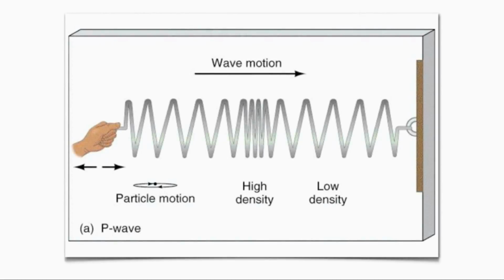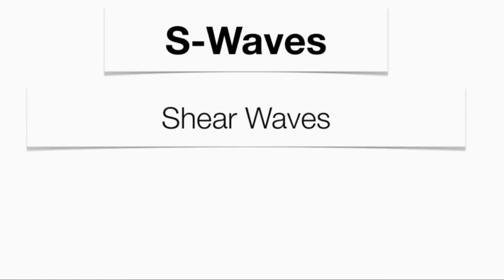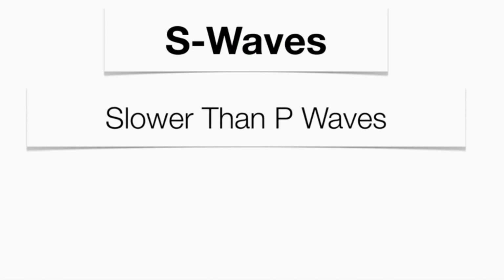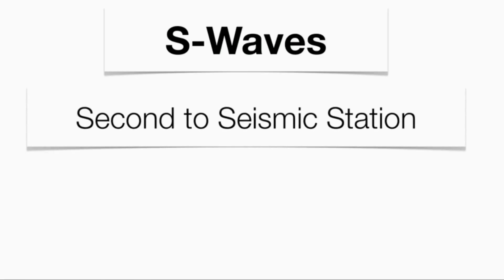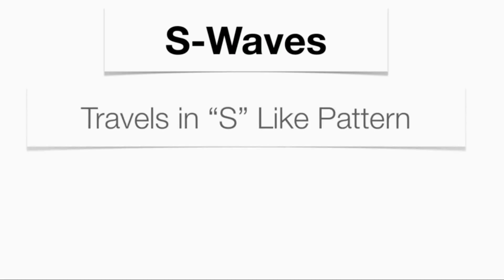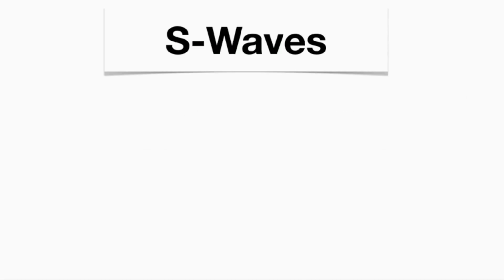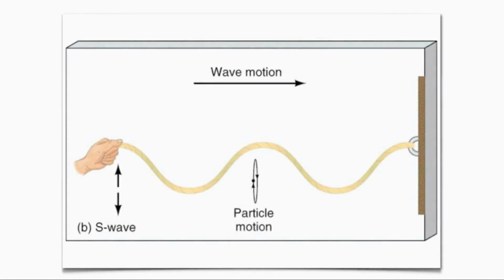So there's your P wave, travels like a slinky, and you see the compression as it's going to travel from the person's hand to the wall. The S waves, they're shear waves. Secondary, slower. Second, travel through solids only. They travel in an S-like pattern. And they're slow like a Saturn. So think about the two cars, the Porsche versus the Saturn. And there's your S pattern with the rope. Again, you can see how it's going to travel in an S-like pattern from the person's hand to the wall again.